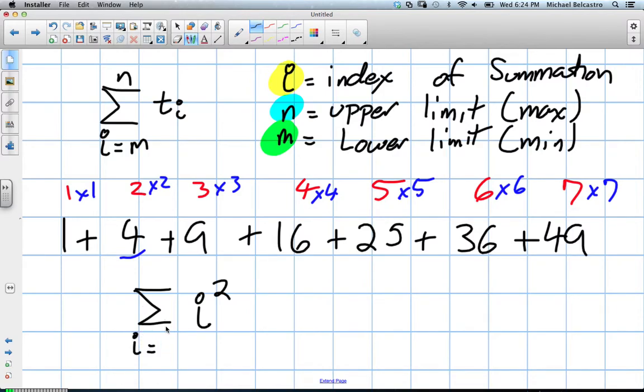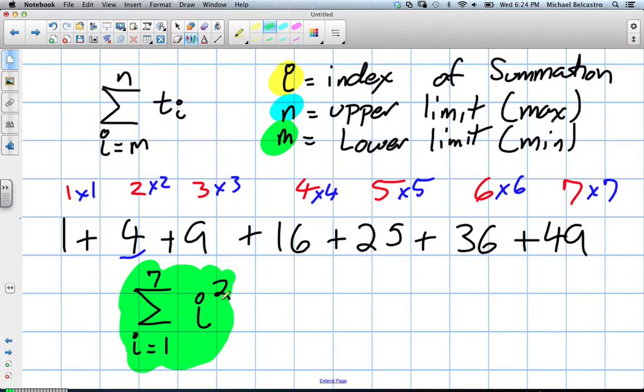What's the lower limit? 1. That's right. And the upper limit? 7. There you go. So here we go, we have our sigma notation. This is it right here. Okay, it's being squared. The value in the series is being squared. The lower limit is 1 and the upper limit is 7.